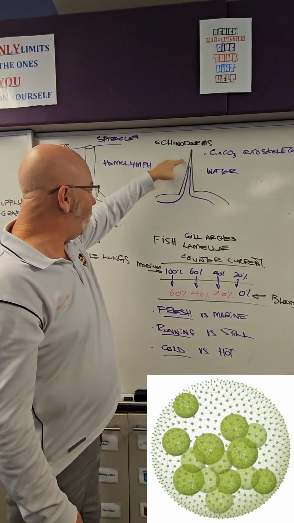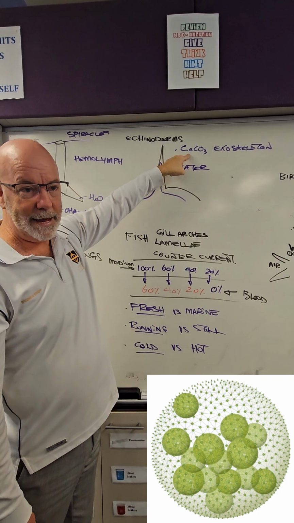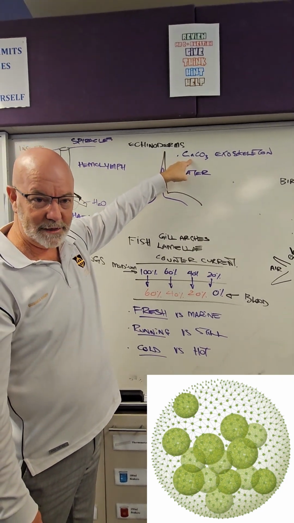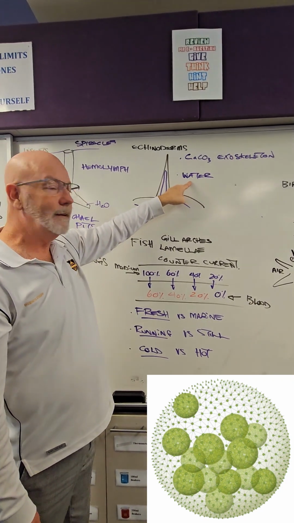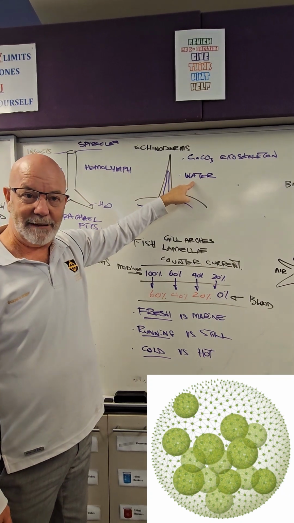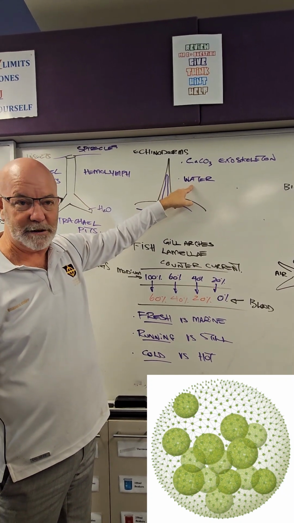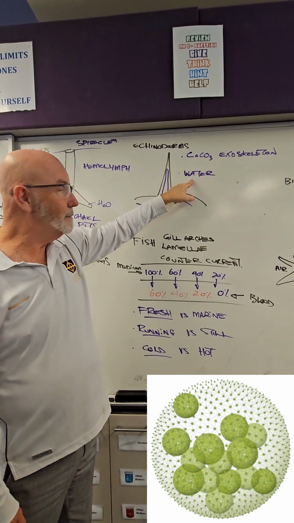Echinoderms have spikes. They have a calcified exoskeleton, and inside the spikes they have blood vessels, and on the outside they have water, and that allows for quite efficient gas exchange.